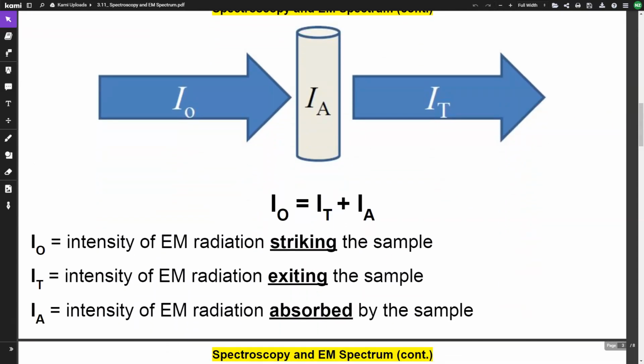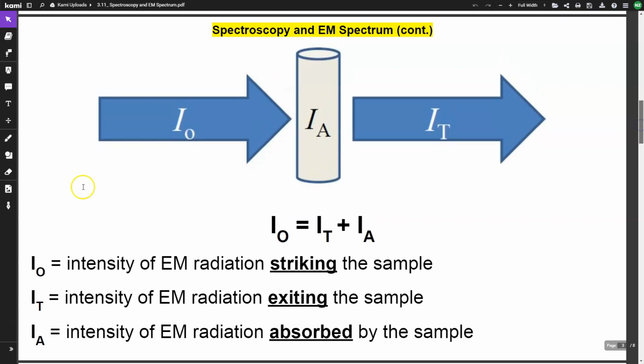Okay, so here's a diagram, and three things happen. So first, we have the intensity of the radiation that's propagating through the air. And then we have a sample right here. Okay, so this can be whatever. So something that's going to allow the electromagnetic radiation to go through it. So our intensity that we start with is going to be different from the intensity that's striking our sample and going through the sample and then exiting the sample.